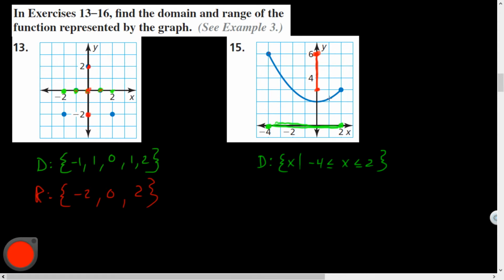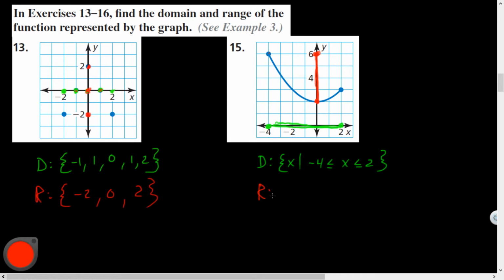Well, what about this point? This point exists. That's an output. Or this point exists. Just because this was where my graph ended didn't mean that's where my range ended. So at one point it went as low as this. So it looks like my range is all of that.